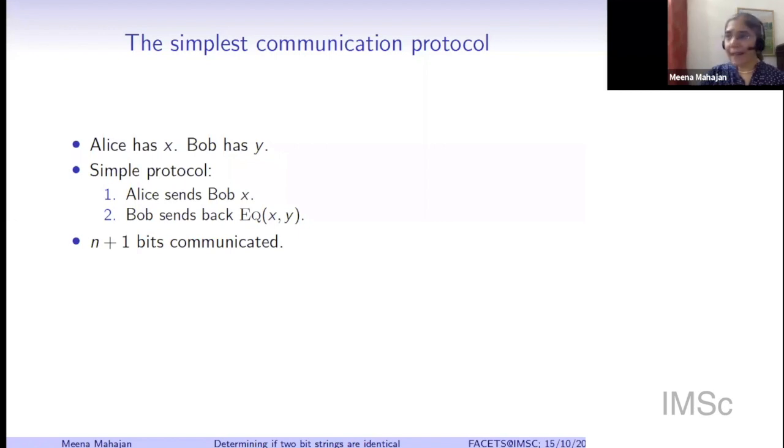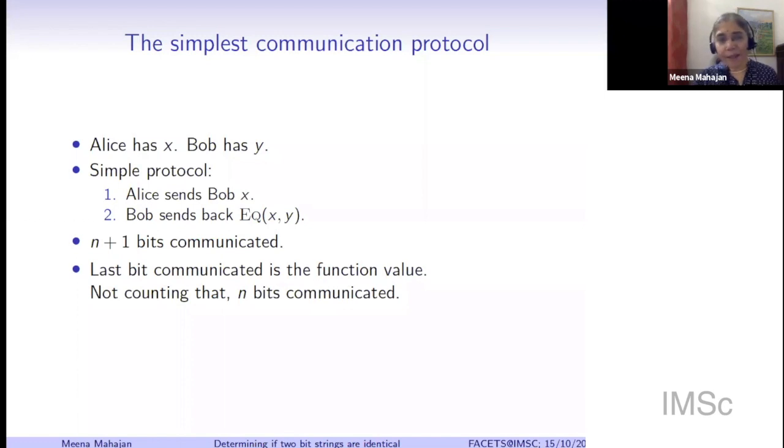N plus 1 bits. Alice sends N bits and Bob sends 1 bit. In fact, the last bit which is communicated is the function value. So if we don't count that, we only count how many bits are communicated until the point where one of the two parties is in a position to say, hey, I know the answer. Okay. So in that case, this simple protocol communicates N bits. And N bits is like saying the entire file has been sent. We have not done anything clever at all. So there is such a protocol which can send N bits and then the answer is known to one party.